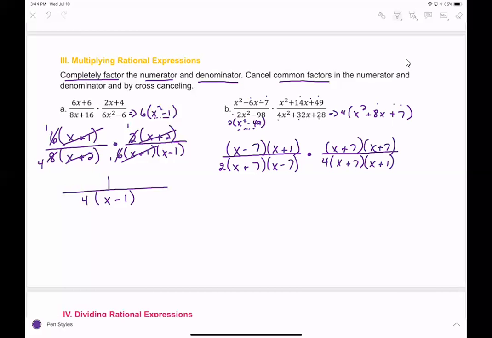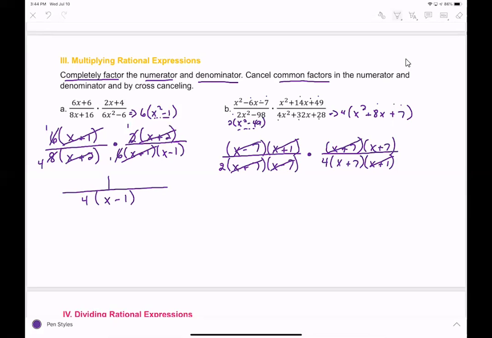So what we're going to do now is you can cross cancel. If you have something in the numerator and the denominator of the same fraction, you can cross those out, which is what I'm going to do first. I'm going to cross out these x minus 7. And then I'm going to go over now and I'm going to cross cancel this x plus 1 with this x plus 1. Then down in the denominator of this first fraction, this x plus 7, I can cross out with 1 of the x plus 7.